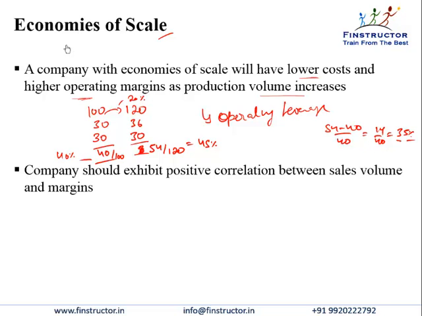So in companies that enjoy economies of scale, companies should exhibit positive correlation between sales volume growth and margin increase. As sales volume are increasing, the company's margins will also increase.